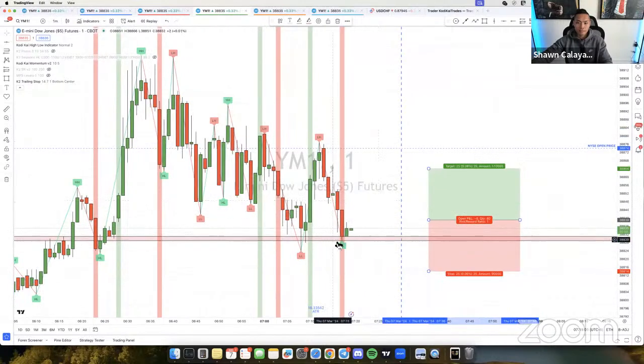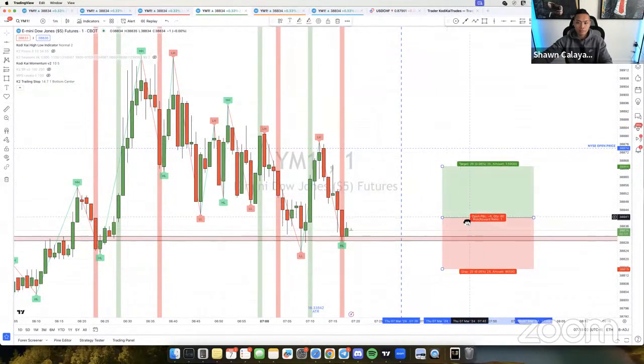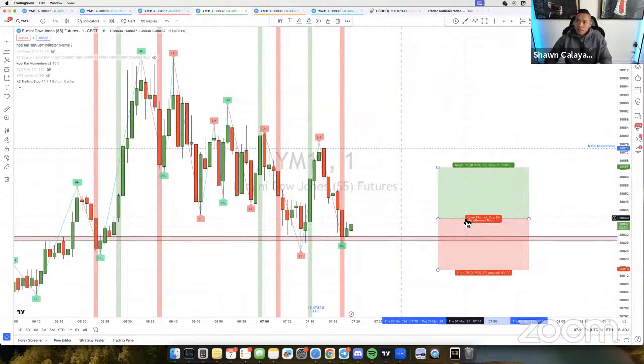All right, so we got that V1 pattern right there. We are now looking for a buy signal, and a green candle to follow it. Just trying to look at Powell and see what they're talking about right now.